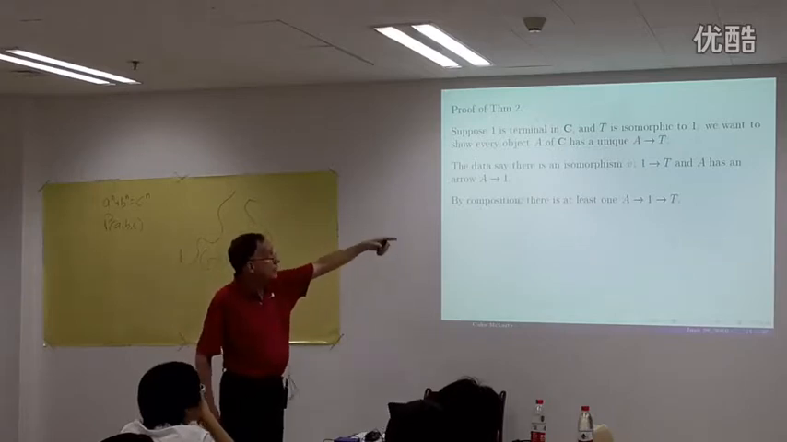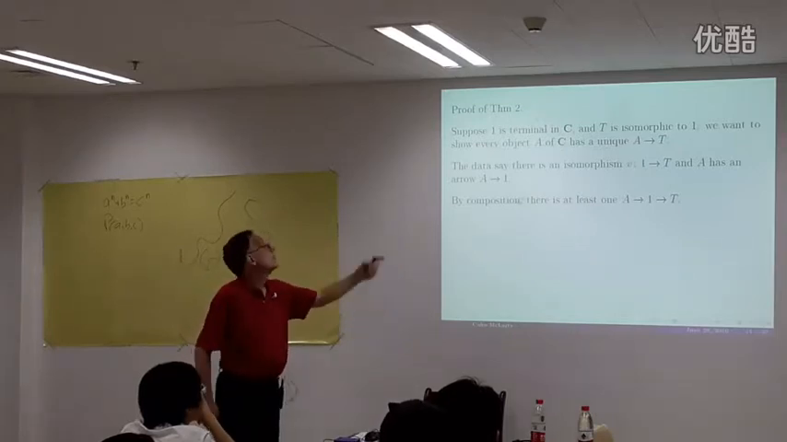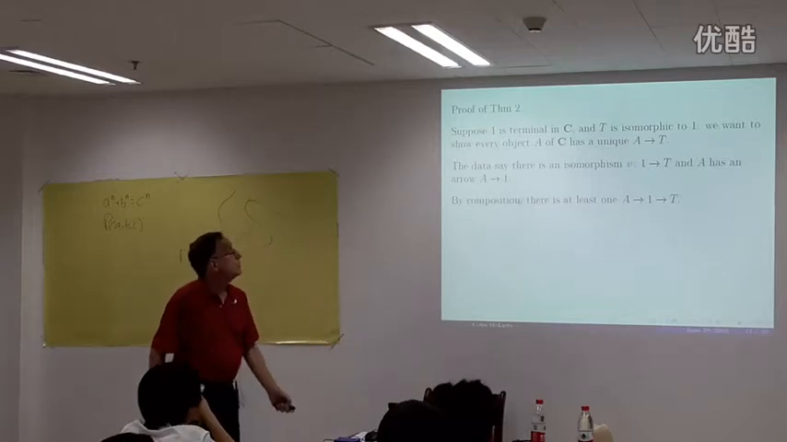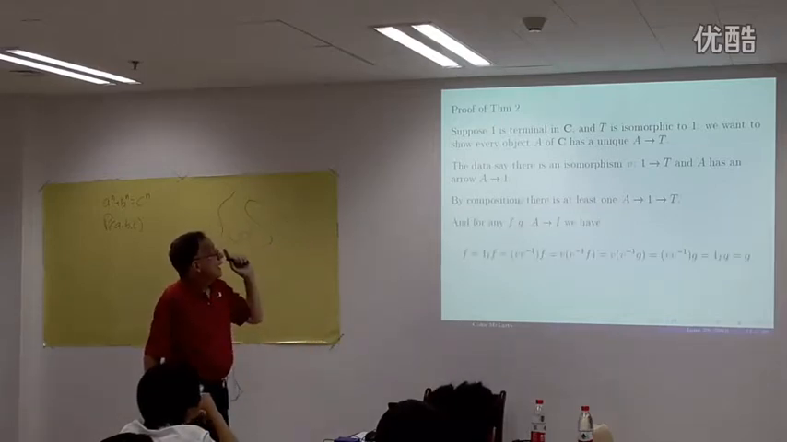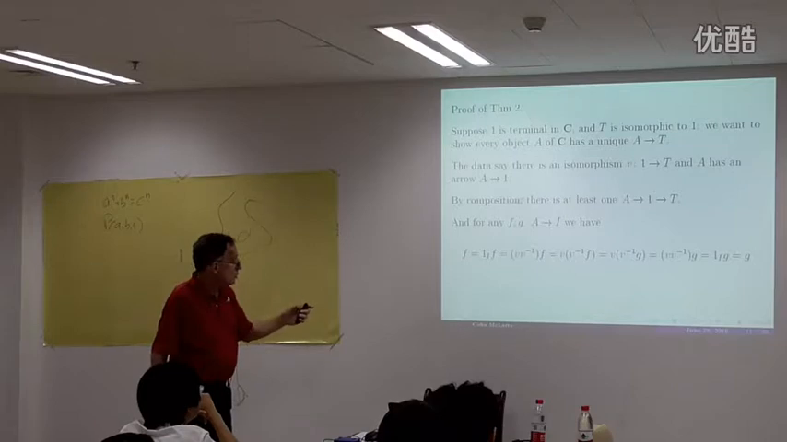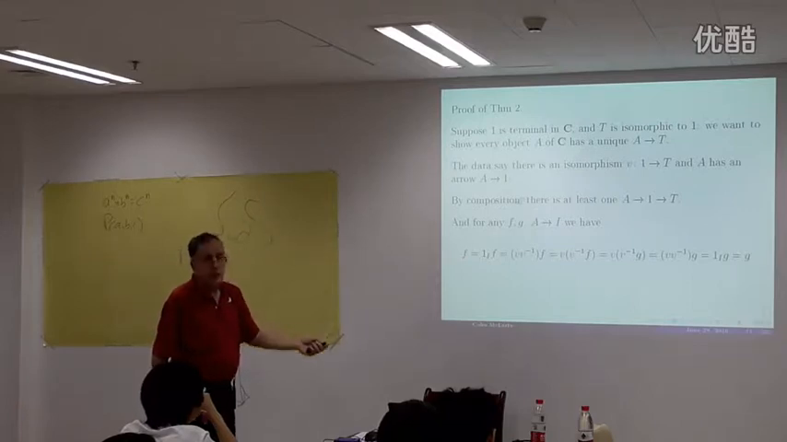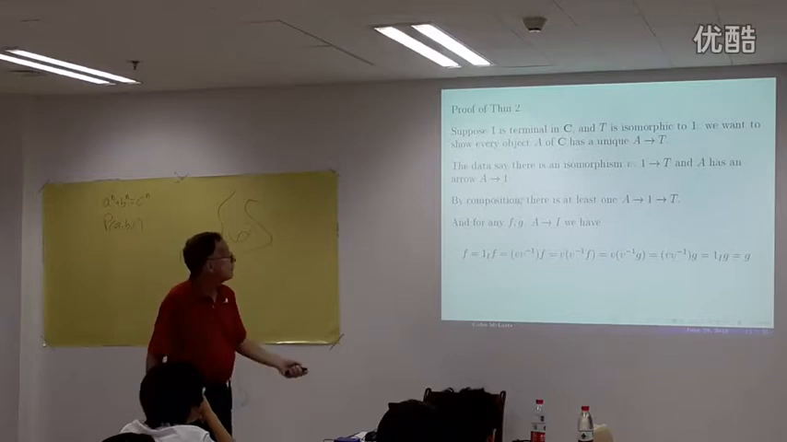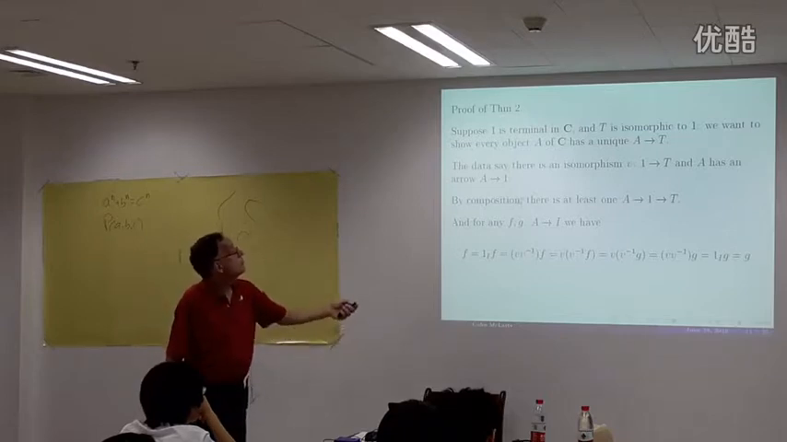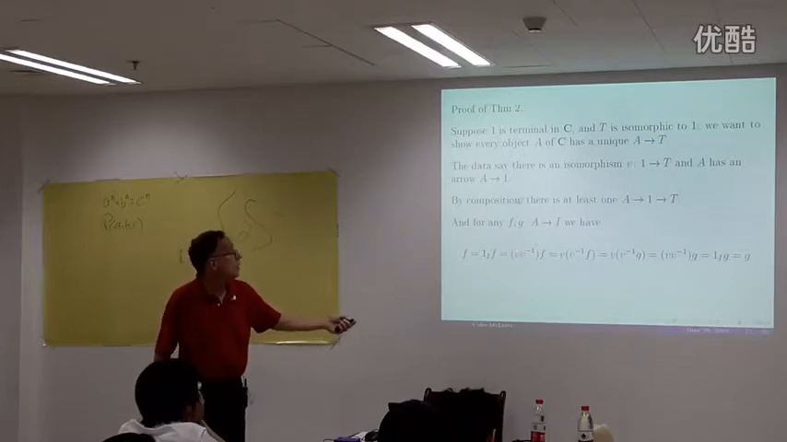We're trying to show that every A has a unique arrow to T. The data immediately tell us there's at least one. And any two of them have to be equal. Here, I've stretched this out. Take any F and G that both go from A to T. Unfortunately, that should be T. That's a typo. Well, this function, of course, is the identity followed by itself. Everything is the identity followed by itself. The identity factors as V, V inverse. We're told that V is an isomorphism. It has an inverse arrow.